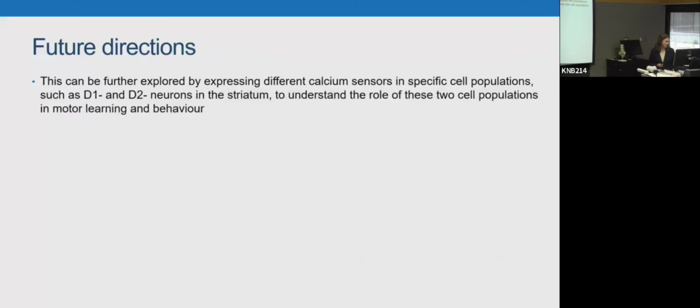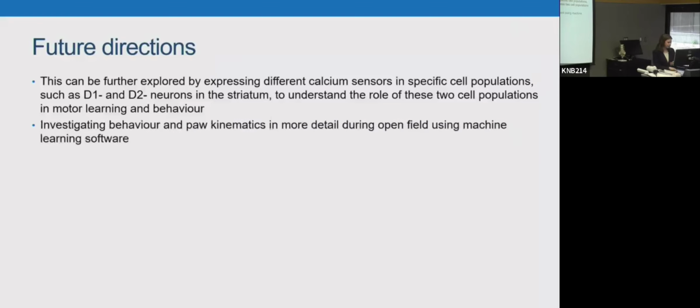So future directions of this research, one thing that my lab is currently working on, my previous lab, from some experiments I did before I left, was looking at specifically the D1 and the D2 pathway that I talked about, so the go and the no-go pathway in the striatum, to understand the role of these two pathways in motor learning and behavior, and also how these two pathways contribute to the behavioral symptoms in the Huntington's disease mice, as well as looking at the open field behavior in more detail using some other machine learning software. So we can use some of the software to examine the different behaviors in more detail, as well as the kinematics of the paws during these behaviors.